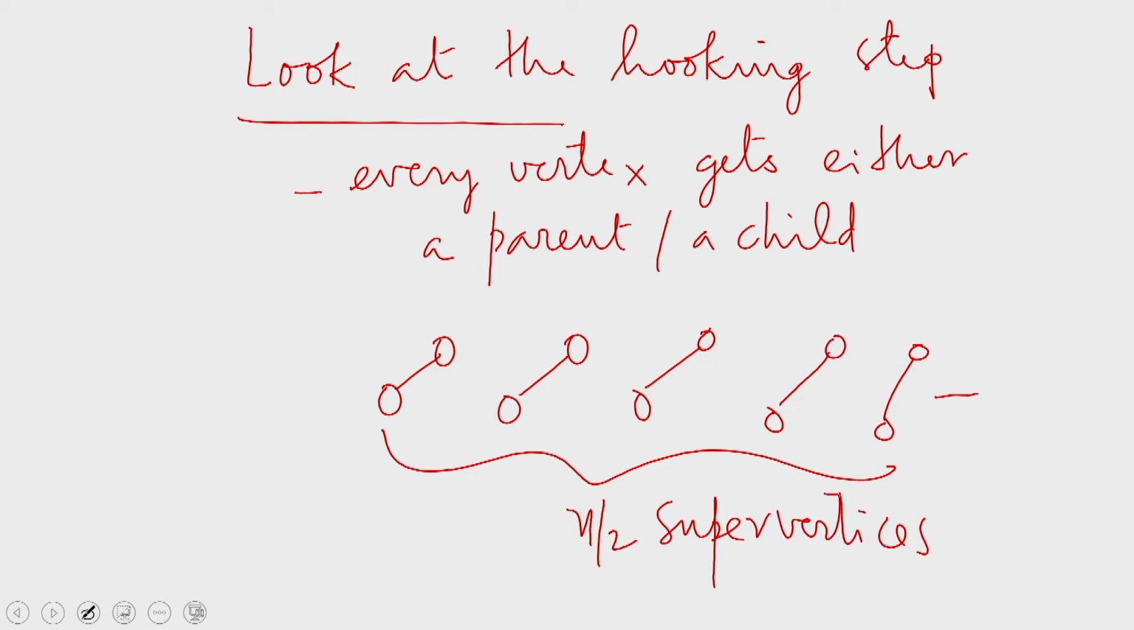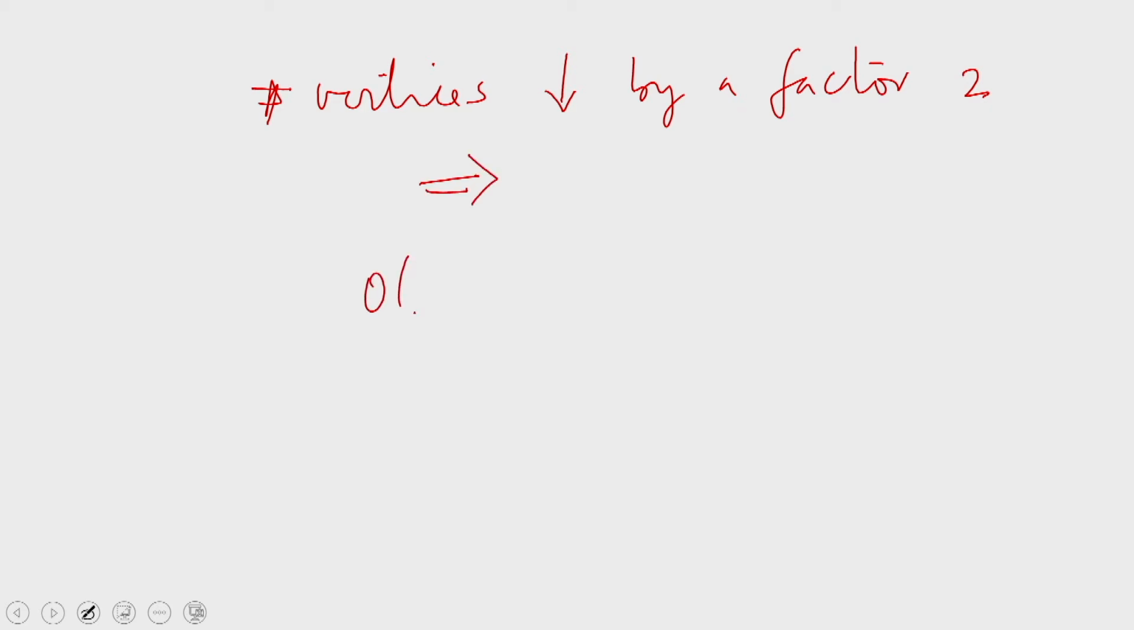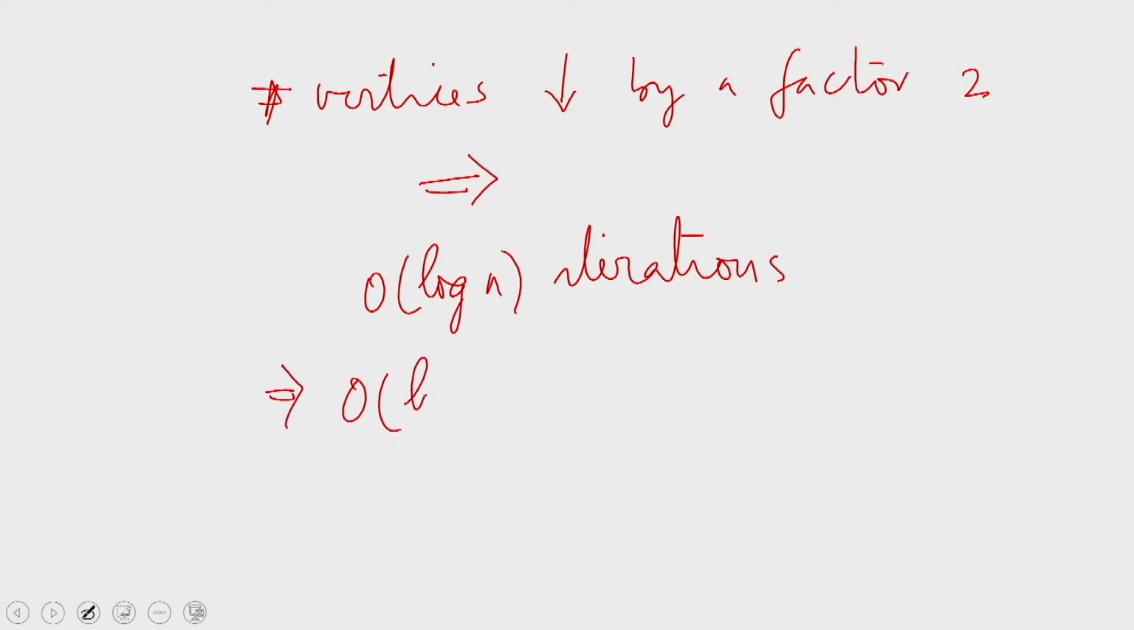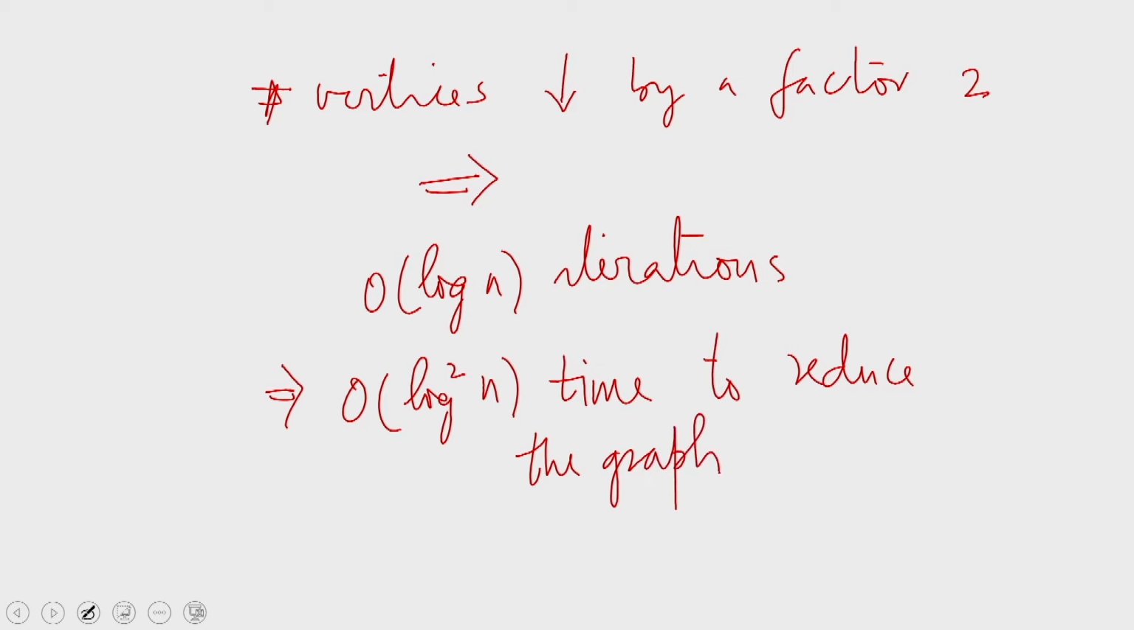this is the worst that can happen to us, which means the number of vertices reduces by a factor of 2. That implies that we require order of log n iterations. With each iteration taking order log n time, this implies order of log squared n time to reduce the graph to one that contains a number of isolated super vertices.